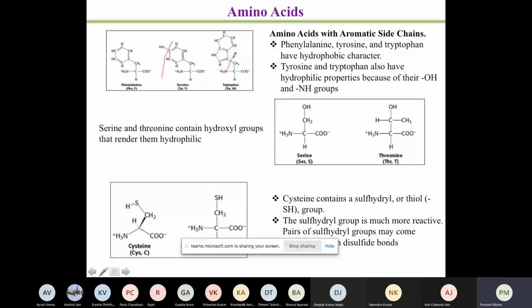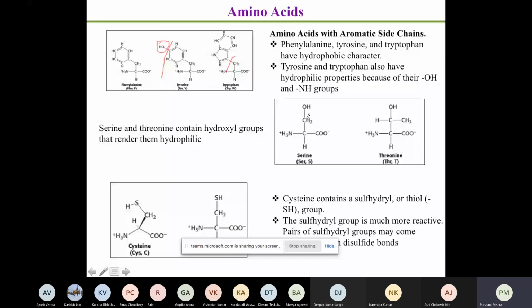Now all these amino acids have an aromatic side chain. Because of the aromatic side chain, these amino acids will show hydrophobic characteristics. They will have a pi-pi interaction. What you find is that if I compare phenylalanine with tyrosine, tyrosine will have a lesser hydrophobic structure because of the presence of this hydroxyl group.